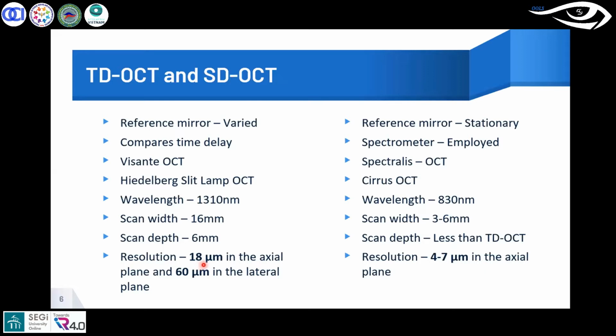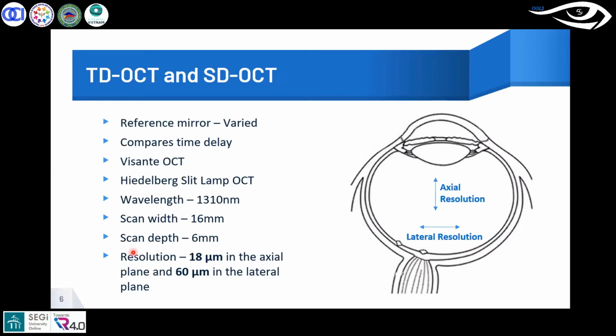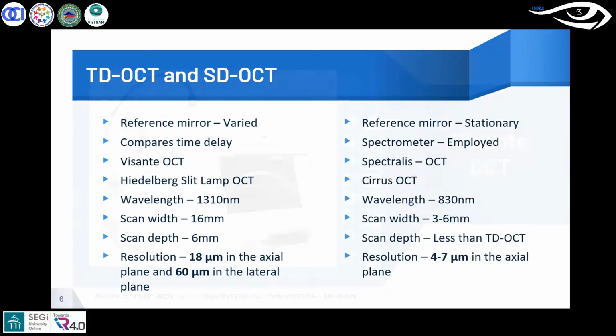and in case of a time domain, it is only when the distance between two structures is 18 micrometers. Only then it is visible for us as a separate structure. So axial resolution is along this direction, and lateral resolution is along this direction. So I just wanted to show you that, so I just used this image for that.